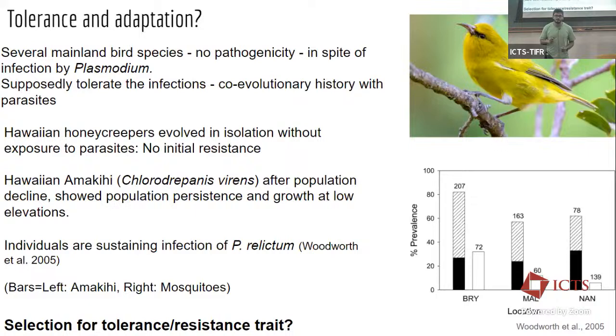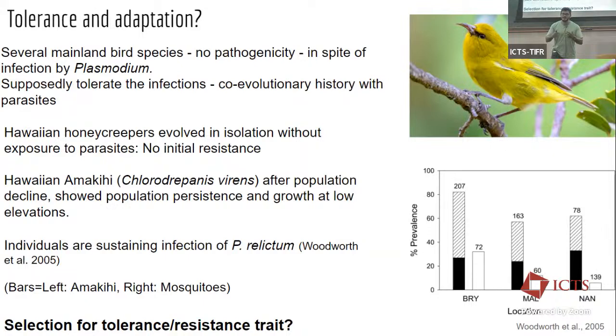But at the same time, there is something called the Hawaiian amakihi, Chlorodrepanus virens, a species of Hawaiian honeycreeper that actually went through a mass mortality. But suddenly those individuals started popping up again. People have been noticing that those populations are growing again. Studies showed that these birds have gone through a kind of selection drive, and now there are individuals which are able to tolerate the infection. They have somehow managed to keep up with those parasites.